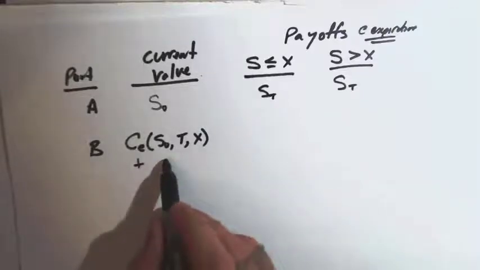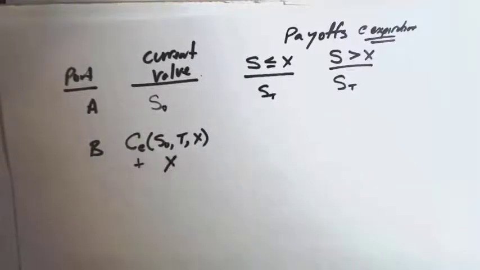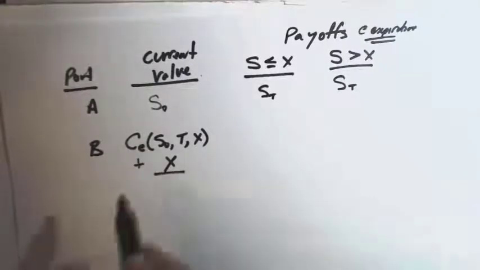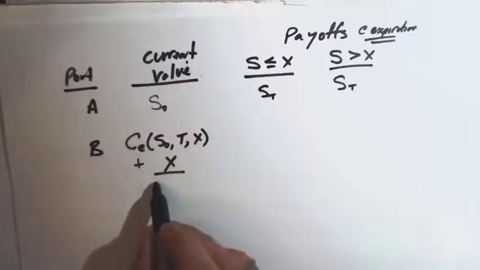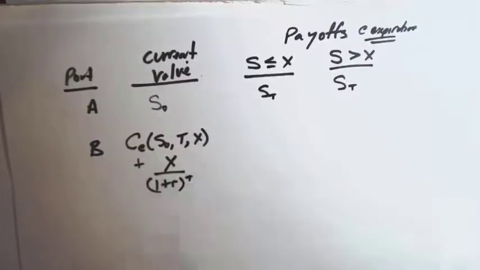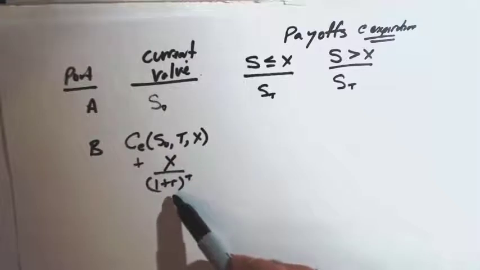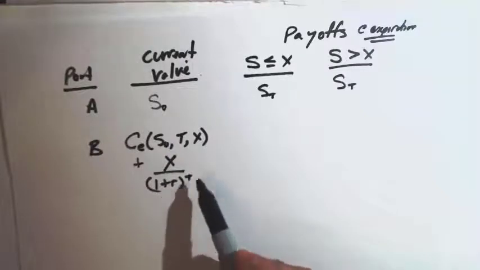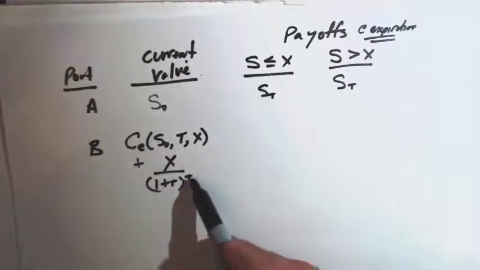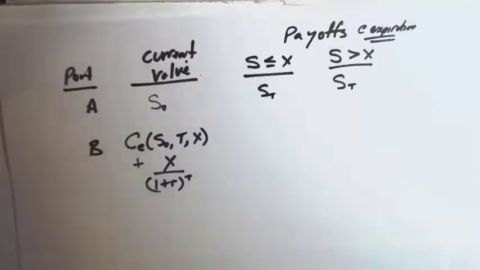The bond is going to pay off X at maturity. But right now, what is its current value? The current value is the present value of that strike. So we're going to take X and discount it based on this R, which is, by the way, recall, the risk-free rate over a period of time. Why is it the risk-free rate? Well, we'll talk about that throughout the semester.